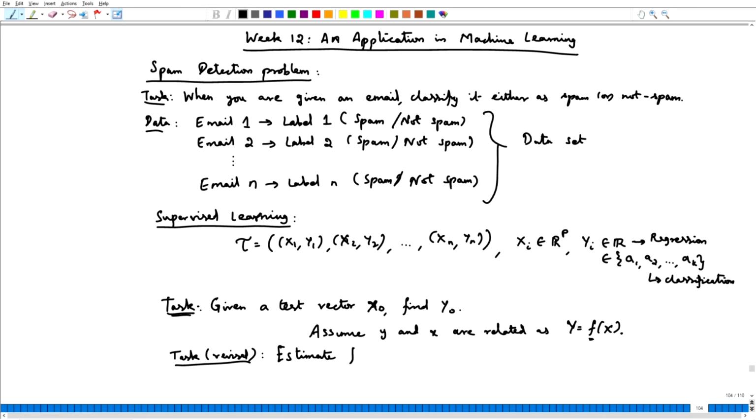Estimate f in such a way that, for a given test vector x naught, f of x naught and f hat of x naught is close enough.